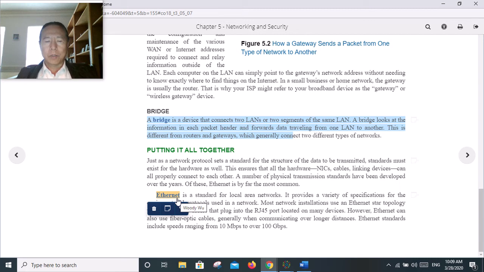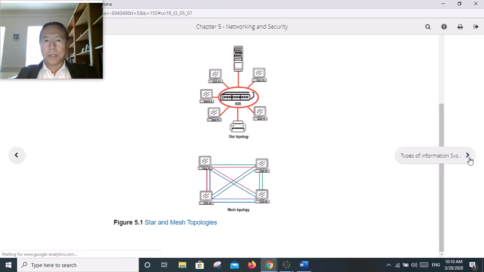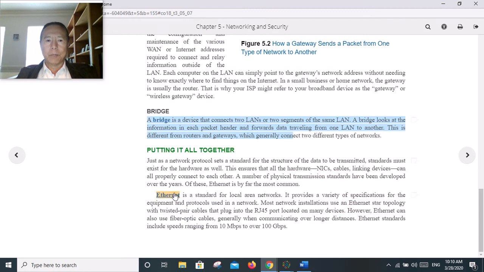Another one is Token Ring, T-O-K-E-N R-I-N-G. I'll show you Token Ring here. This is the Token Ring here. Ring, token ring, have a token, have a ring. Token ring was created by IBM, but nobody uses it anymore. So IBM's token ring, nobody uses it anymore. Ethernet, everybody is using it.